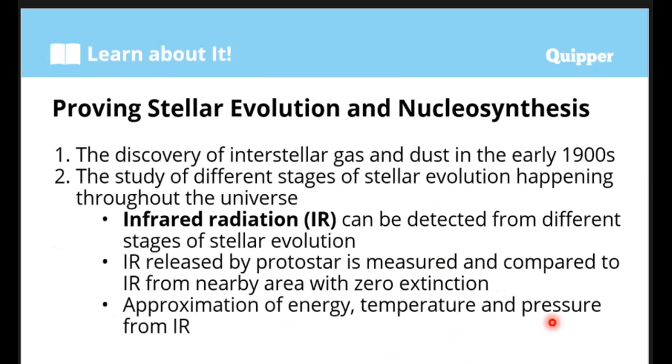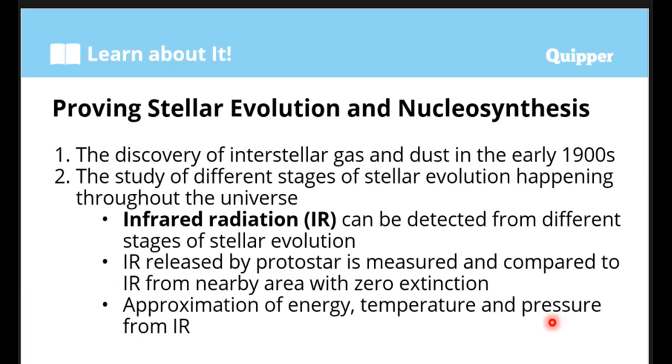So these are the evidences or proofs that there is such a thing as stellar evolution. Number one, the discovery of interstellar gas and dust in the early 90s. The study of different stages of stellar evolution happening throughout the universe, and the infrared radiation, or the IR, can be detected from different stages of stellar evolution.